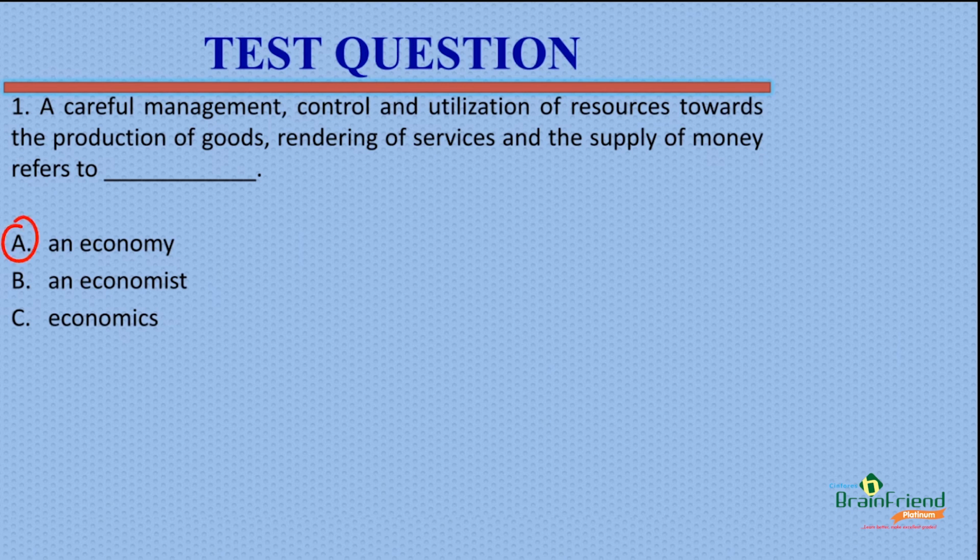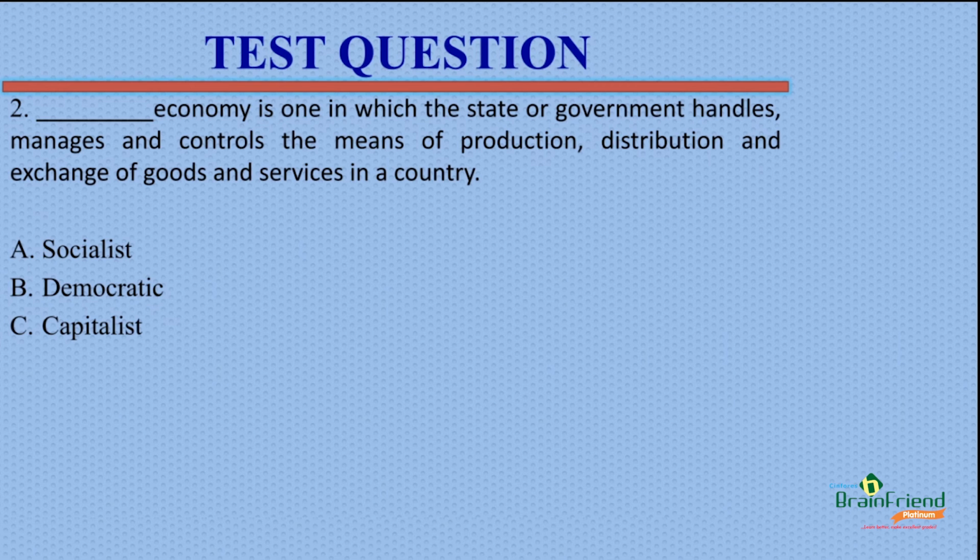An economy. Question number 2. Dash economy is one in which the state or government handles, manages, and controls the means of production, distribution, and exchange of goods and services in a country. Option A, socialist economy. Option B, democratic economy. Or option C, capitalist economy. The right answer to this question is option A, socialist economy.